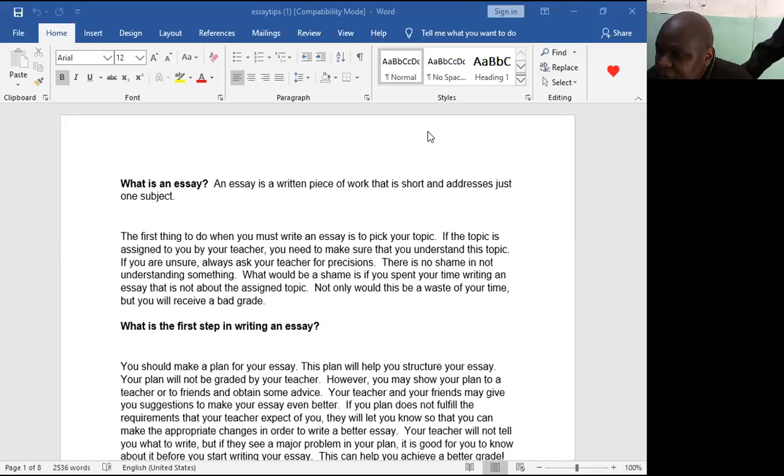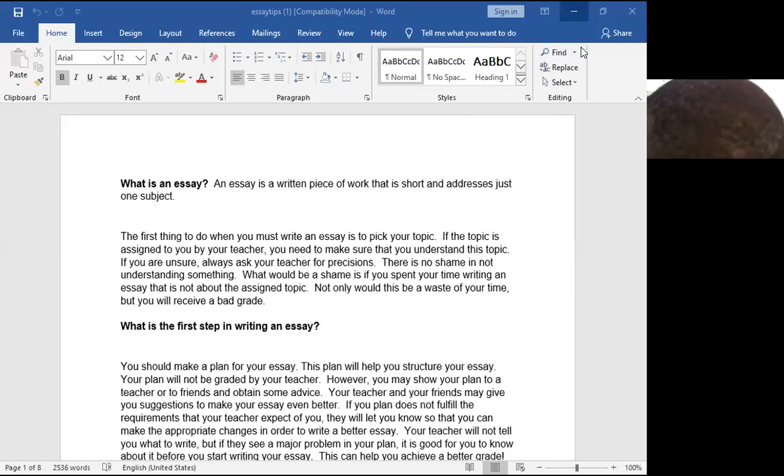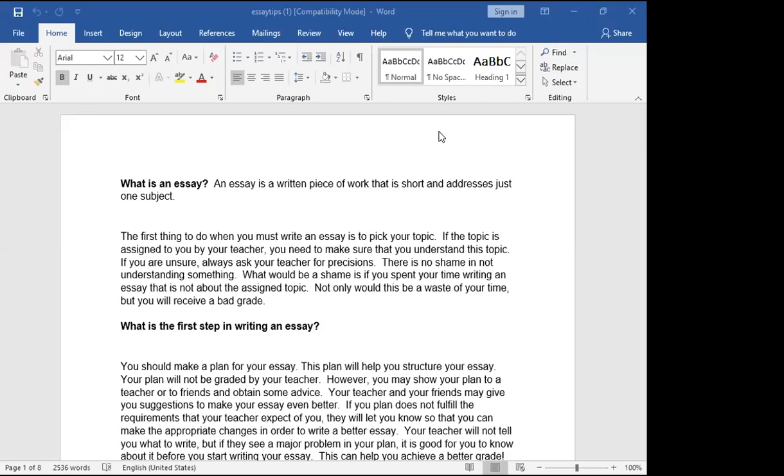And today, from my screen, you can see we are going to look at an essay. At any given point, probably after class 7, when you came to class 8, all the other compositions you're going to write are essays. So what is an essay? An essay is a written piece of work that is short and addresses just one subject.